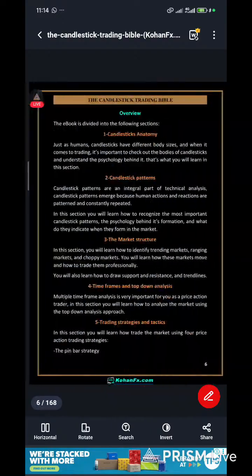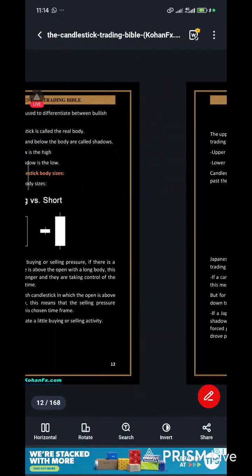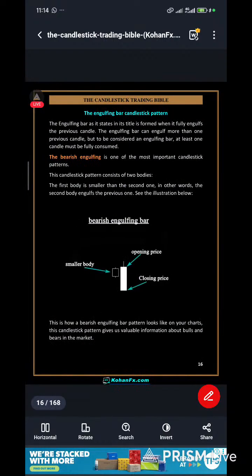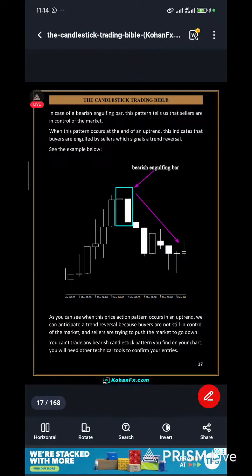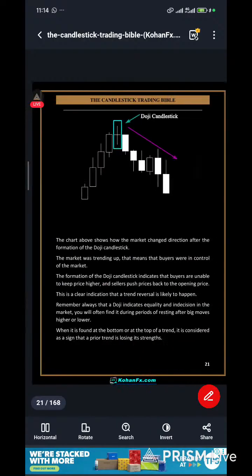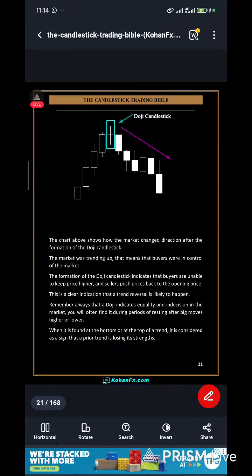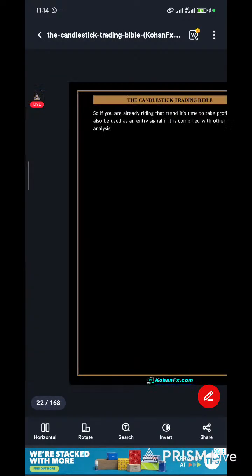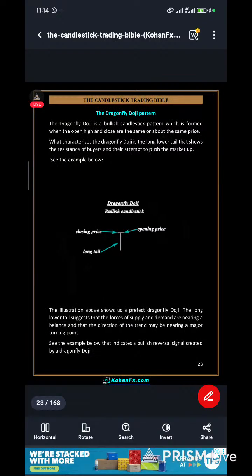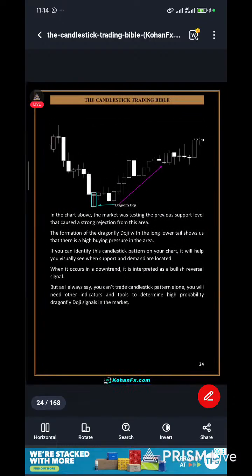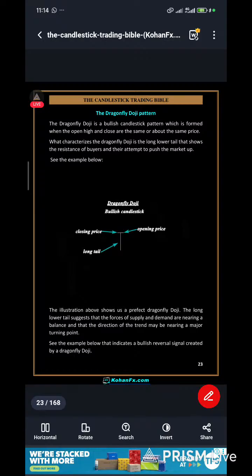All right, this is a book. Let's keep going, because I want you to understand the theoretical aspect of it before we move into the chart. This is the dragonfly doji, the one we now look at. The dragonfly doji.